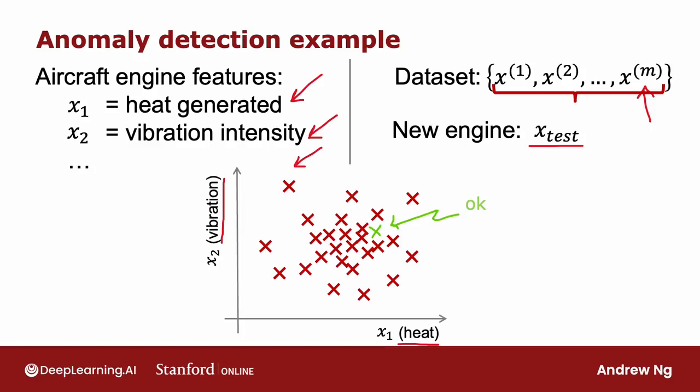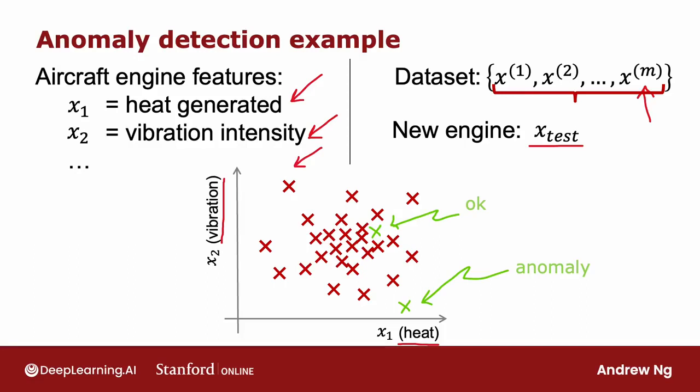But if this new aircraft engine has a heat and vibration signature that is, say, all the way down here, then this data point down here looks very different than the ones we saw up on top. And so we will probably say, boy, this looks like an anomaly. This doesn't look like the examples I've seen before. We better inspect this more carefully before we let this engine get installed on an airplane.